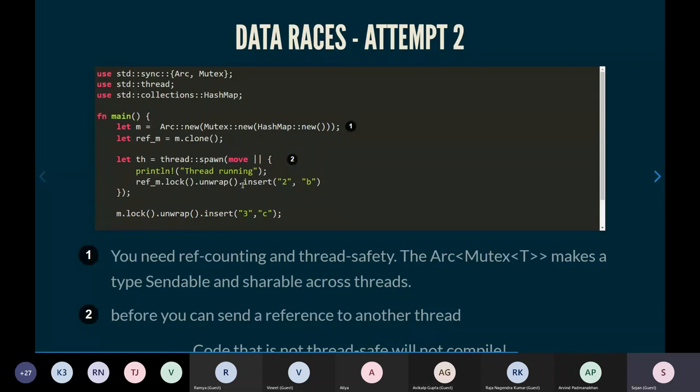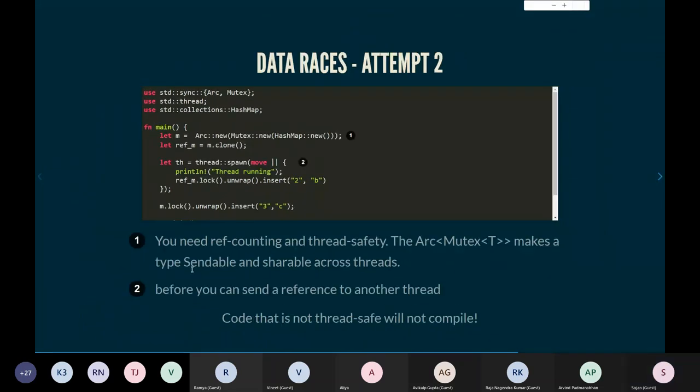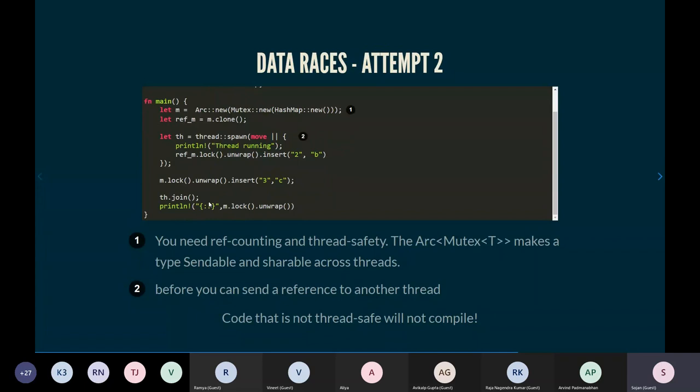So the language knows about threads. It knows when something is sendable across threads, when something is usable across threads. And at compile time, it will enforce that you follow those rules. So when you do this, the code will compile, and no matter how many threads you spawn, this is guaranteed to be safe and behave the way you expect it to.